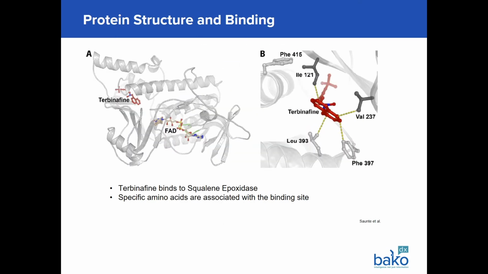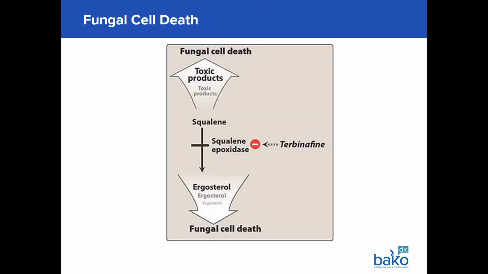And if we look even a little closer, this is a 3D rendering of the squalene epoxidase protein, and we know that terbinafine plus a cofactor bind at a very particular site, and there are specific amino acids that are essential to that binding. Once it binds, 2 things happen. We get decreased production of ergosterol, which can lead to cell death, and you also get buildup of squalene within the cell, and that also causes cell death. So it causes it by 2 mechanisms.